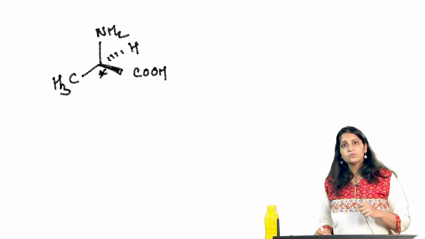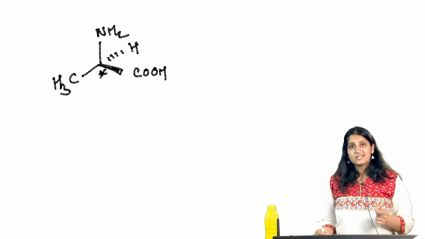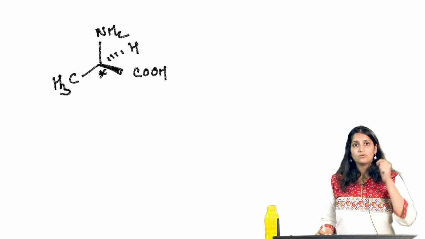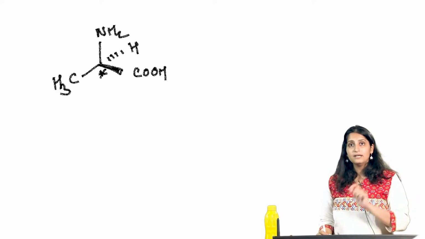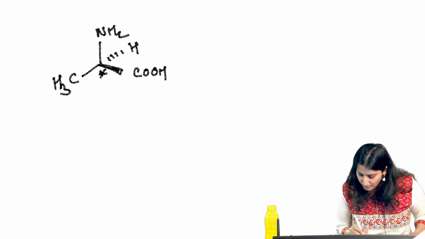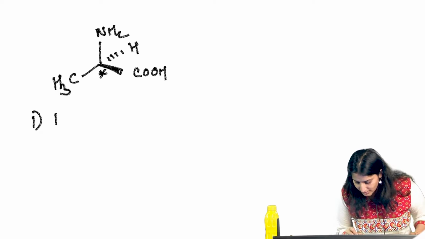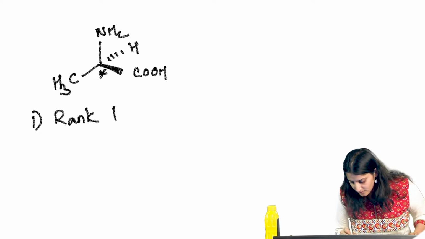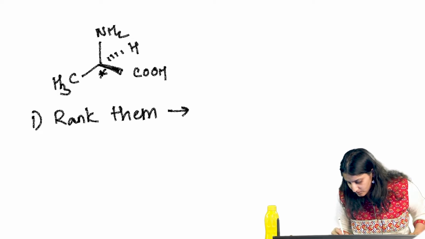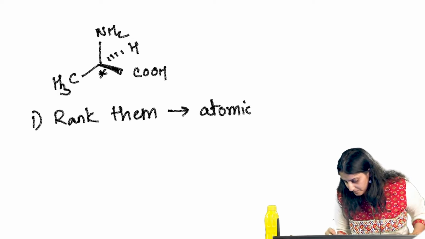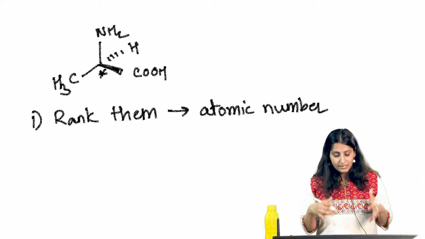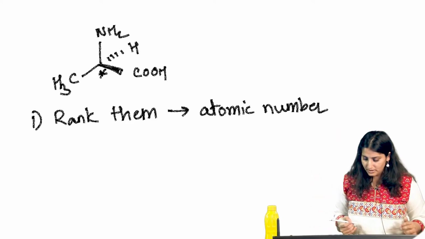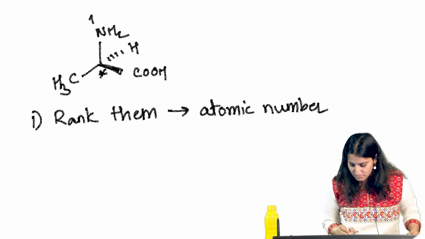After this, we are going to rank them based on the atomic number. The highest atomic number gets the first priority and the lowest atomic number gets the last priority. So, we are going to rather rank them, not number them, according to their atomic number. In this case, for example, nitrogen has the atomic number 7, so that will be the first priority.